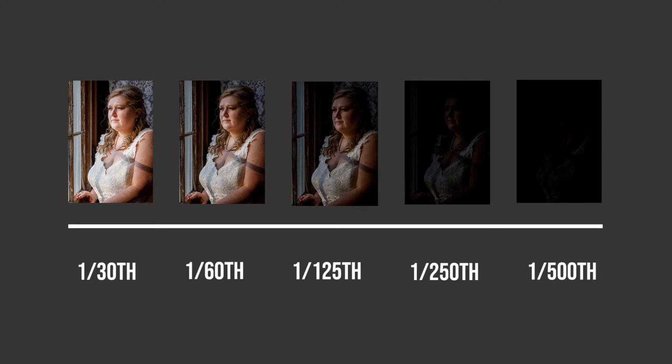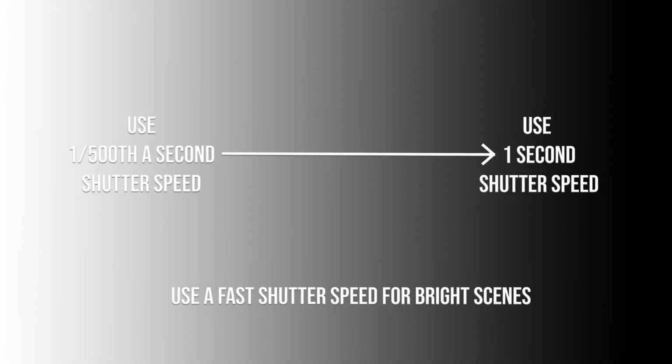1/250th of a second is much faster, so it allows less light to hit the sensor, so it's a much darker picture. You would use a 1/250th of a second in a very bright scene and 1/10 of a second in a very dark scene. So the 1/10 of a second would brighten the scene, and 1/250th of a second would make it look darker.